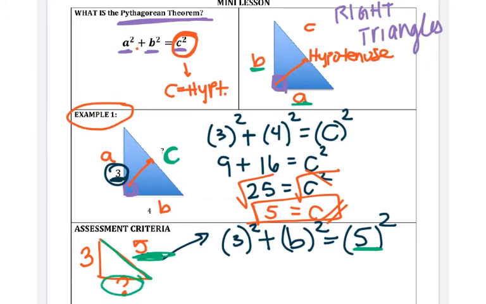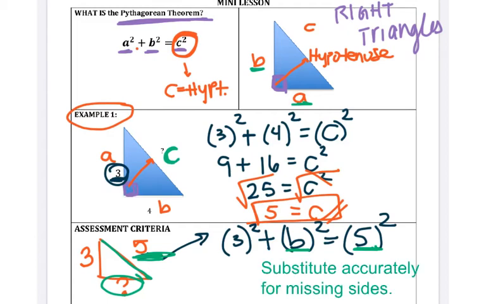The side is given, so the b is what's missing. We will not always have a c missing. Sometimes you'll have an a or a b missing. So the key part here is to make sure you're substituting accurately for the missing sides. It's so important that you're substituting accurately for the missing sides, and then you can solve by working backwards.